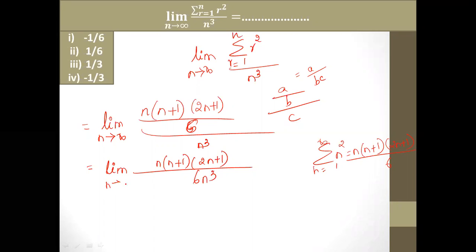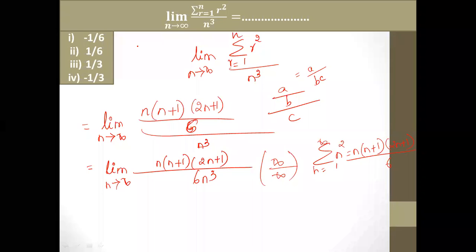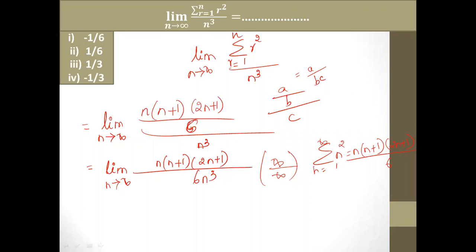As n tends to infinity, first thing first, what you have to do? Put n equal to infinity. If you put n equal to infinity, you will get it in the form infinity by infinity. Did you substitute? Whenever we get the form infinity by infinity or any other indeterminate form, we cannot go for direct substitution. So we have to do something.